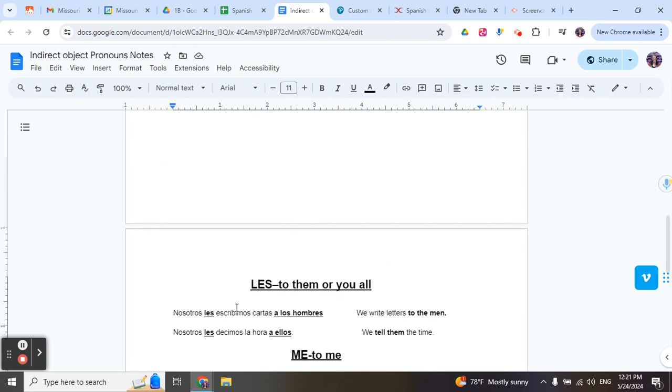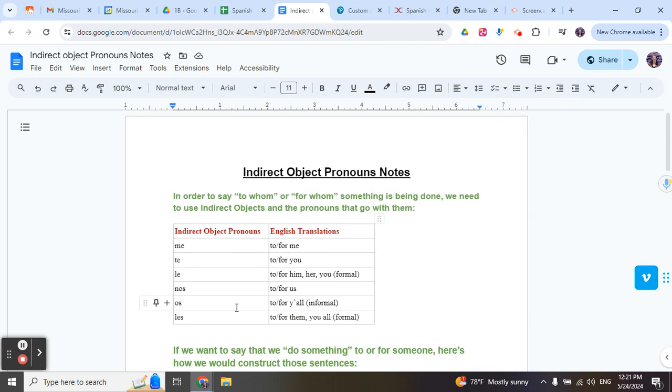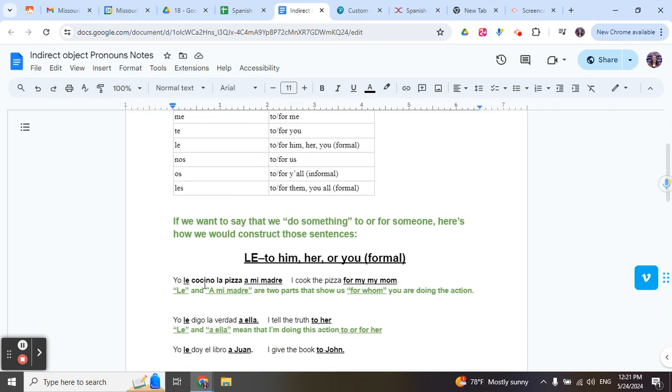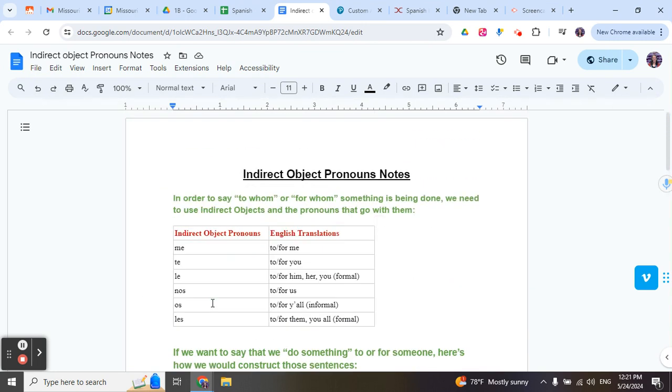And that's all there is to it with indirect object pronouns. So just remember it comes before the conjugated verb and it answers the question to whom or for whom something is done.